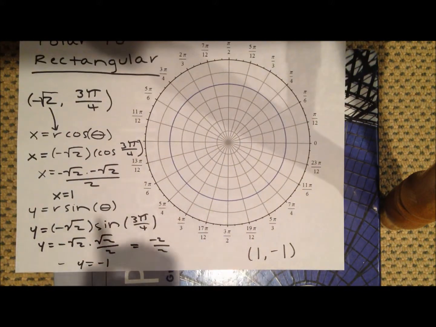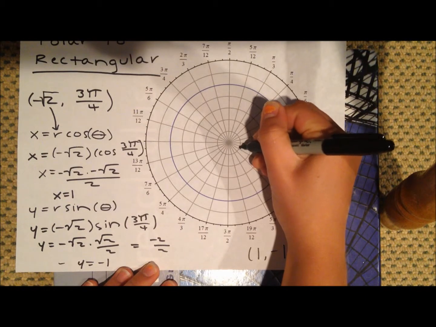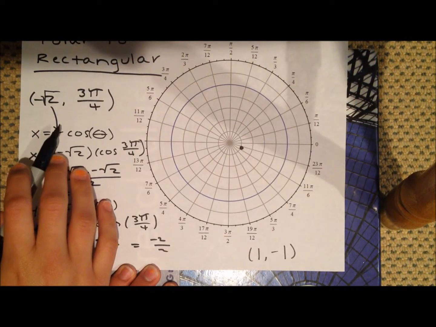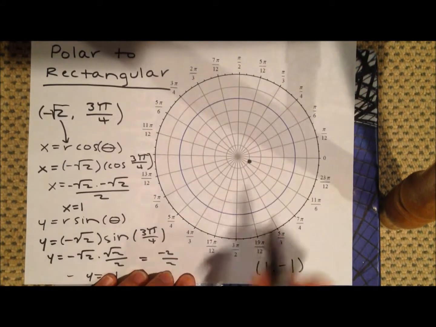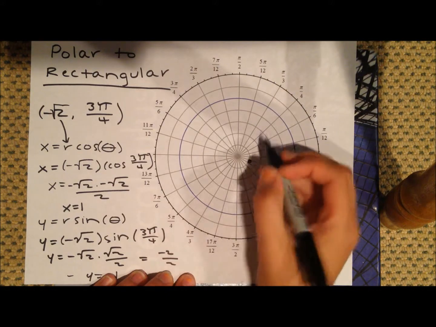In this graph, I don't have an xy plane superimposed on top of the polar graph, but you can just guesstimate. It's about right here, which when we look back at the polar equation, it makes sense. It makes sense because 3 pi over 4 is right here, and negative root 2 would be around here.